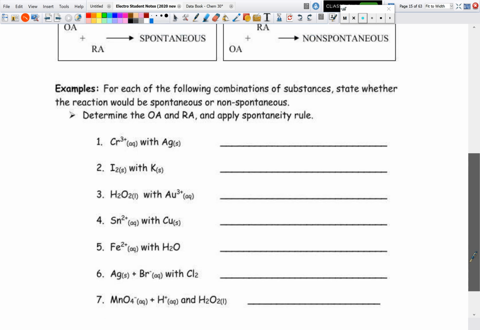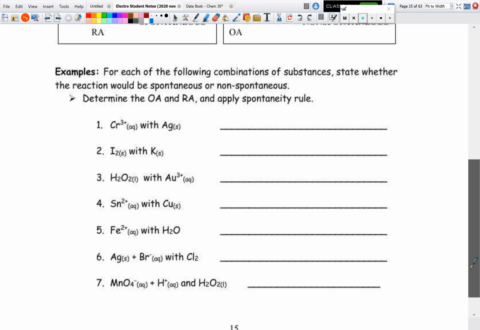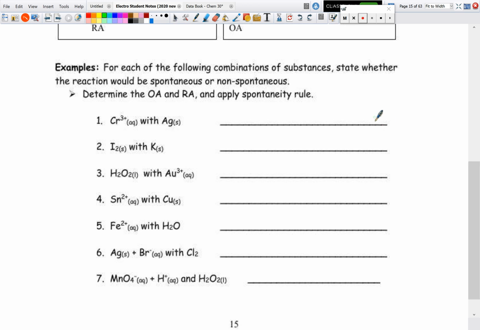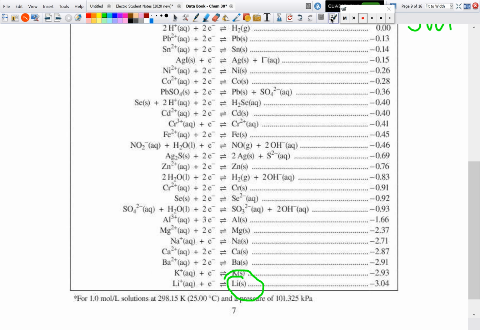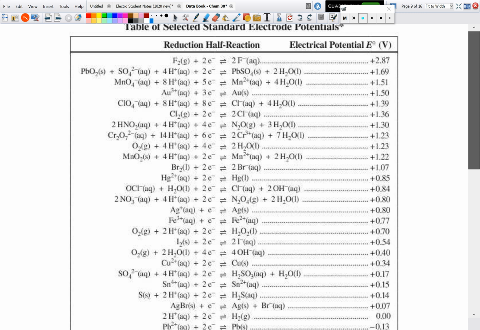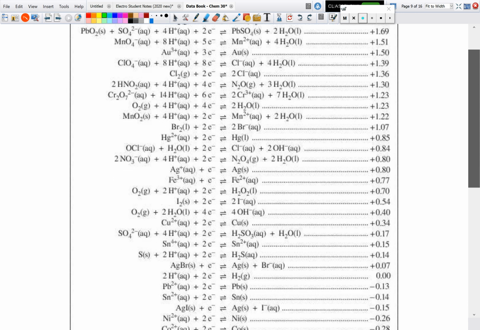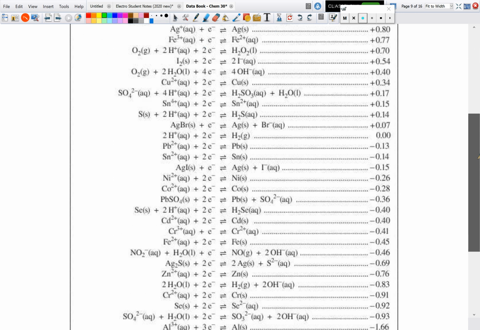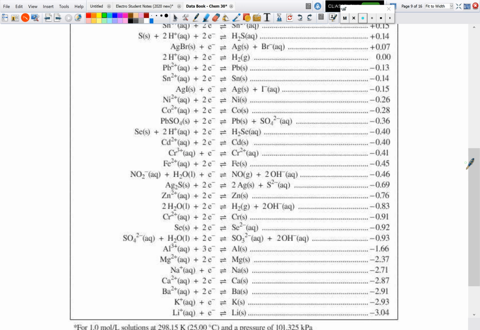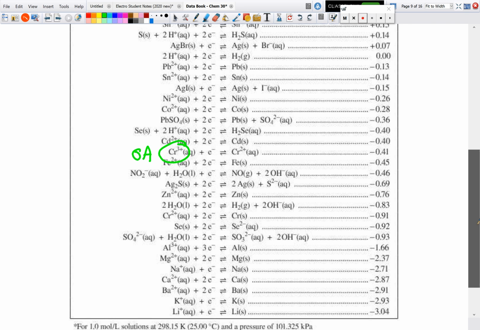So we have a bunch of different examples right here. The big thing is just finding where they are on our table, and then figuring out if it's going to be spontaneous or non-spontaneous. So our first example, we have chromium 3 plus with silver solid. You're going to have to go to your data booklet and find chromium 3 plus and silver solid. It's going to take a while to get used to it. You'll see the chromium 3 plus over on this side right here. So this is my oxidizing agent because it's on the left-hand side.